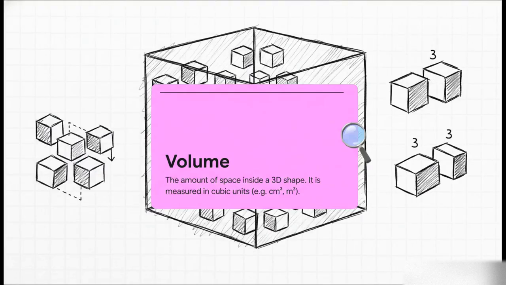But wait, that's just the wrapping paper, right? What about the actual space inside the box? Well, that's called volume. We're no longer thinking about flat squares. Now we're measuring how many tiny cubes can fit inside an object. And that's exactly why our units get that little 3 for cubic centimeters or cubic meters.